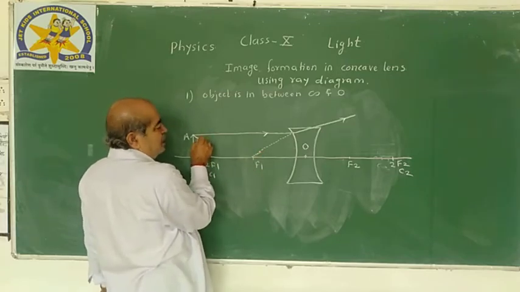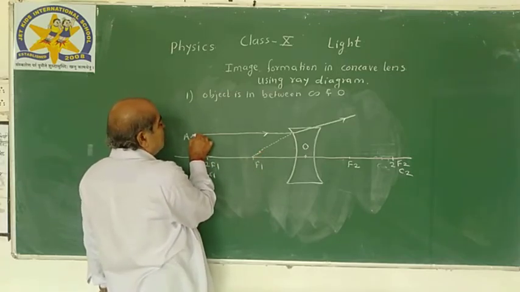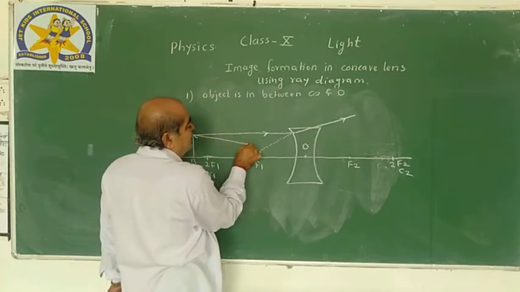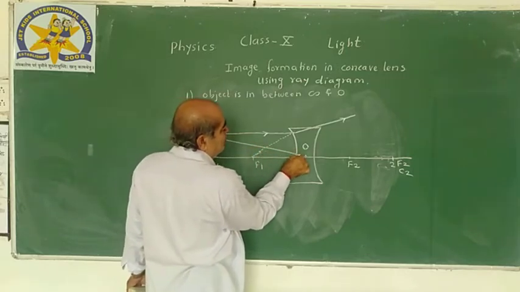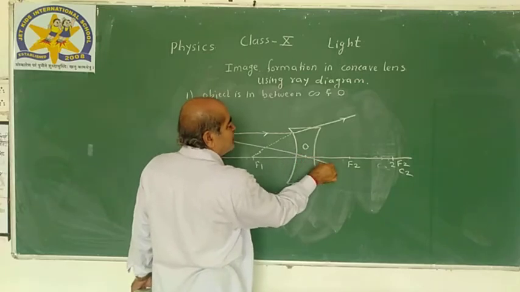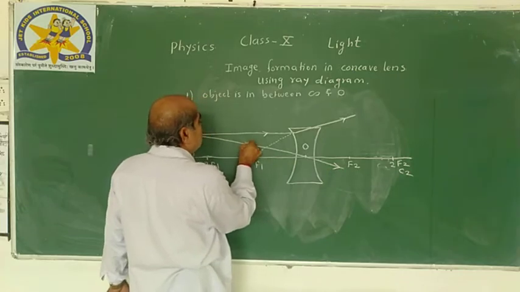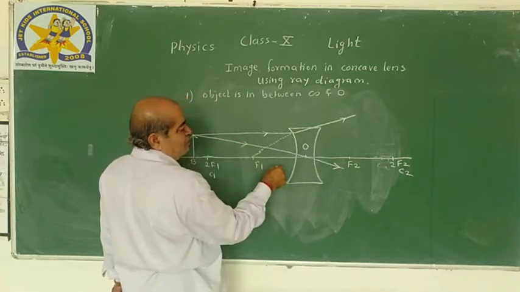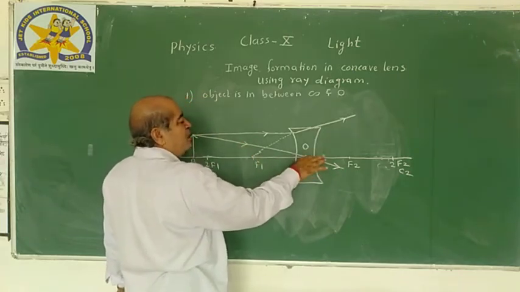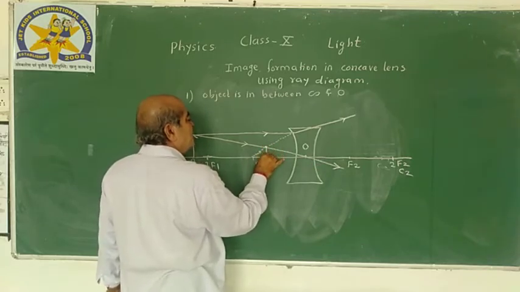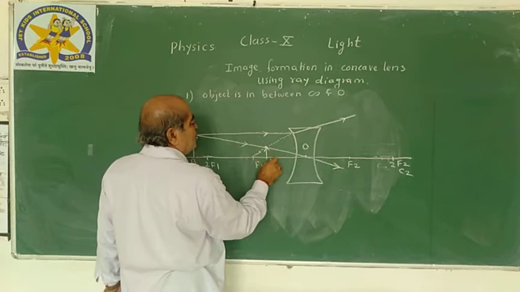Now the third rule is used when a ray of light is incident on the concave lens at the optical center; after refraction the ray emerges without any deviation. Here the rays intersect and the image is formed.